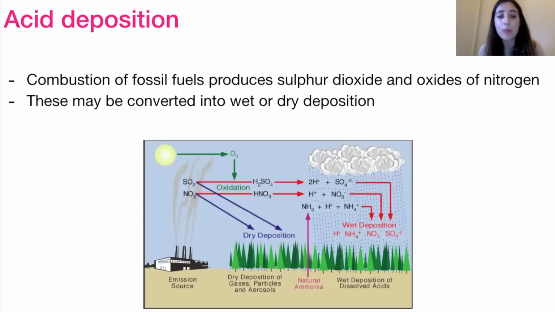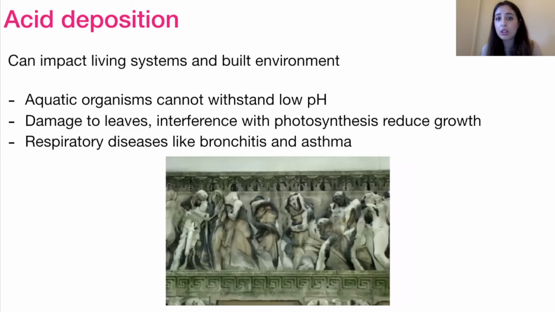So in the diagram below, you can see that from an emission source such as a factory, they can undergo chemical changes driven by sunlight. So you can see that it's a photochemical reaction as well, and essentially form acid deposition. And it also has impacts on living systems and the built environment. A big problem is on aquatic systems because many aquatic organisms cannot stand a low pH below 5 or 4, which is highly acidic. So it disturbs those ecosystems.